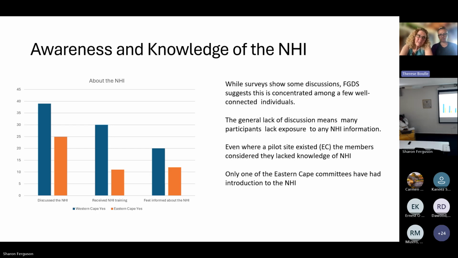And we had one site in the Eastern Cape where members were part of a pilot, and they too felt that they lacked knowledge. In fact, they'd had a 4-hour session of induction from 10 till 2, and they said they had lunch in between. So it was very little time that they'd spent on the NHI.